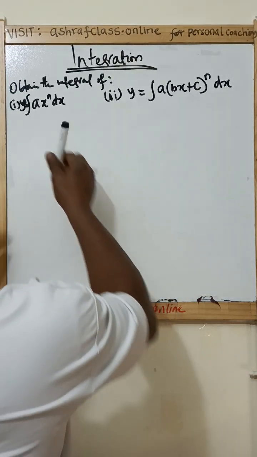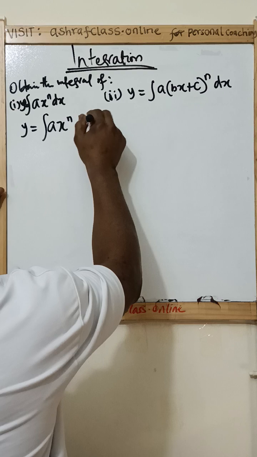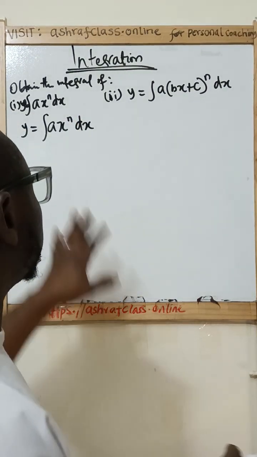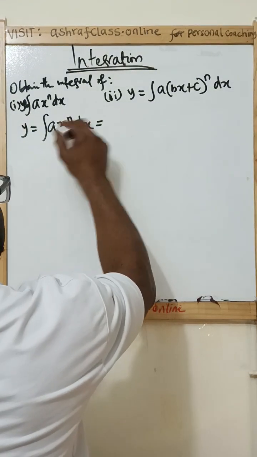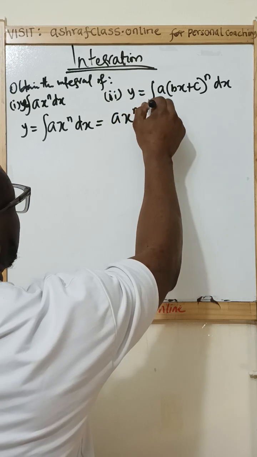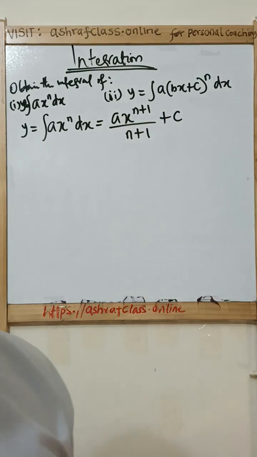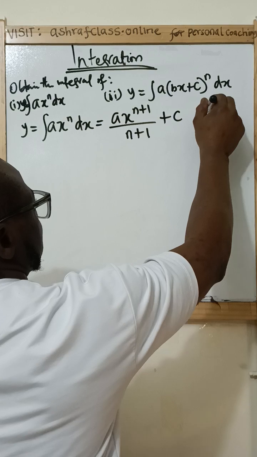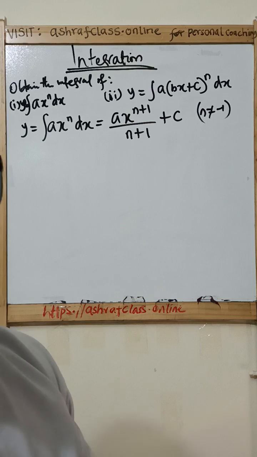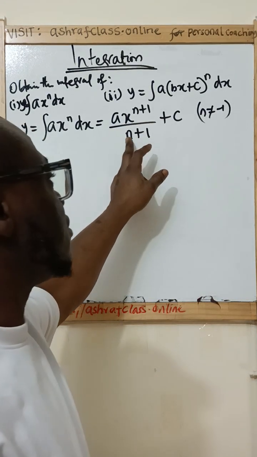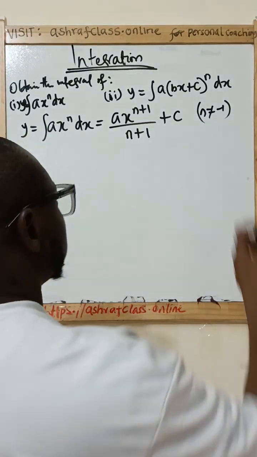So which means the application of this integration, ax raised to the power n dx, we can apply that particular law of integration to this. And that is, to get this one is going to be ax raised to the power n plus 1 all over n plus 1, plus c, where n is not equal to minus 1. Because if it is minus 1, it's going to be 0 here, and that will be infinity, which means no solution at that point. That's why we usually put this.